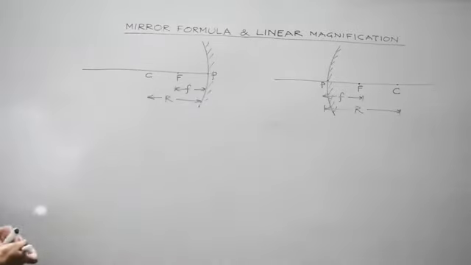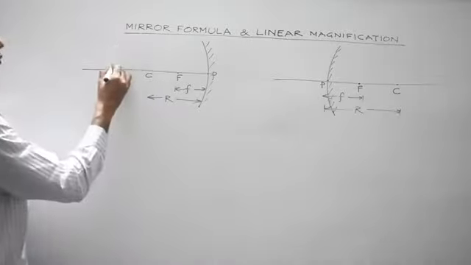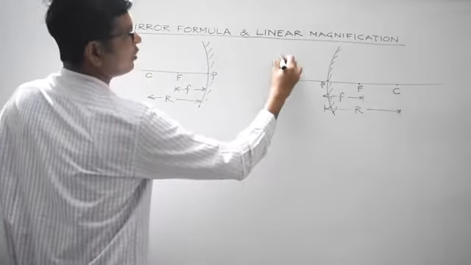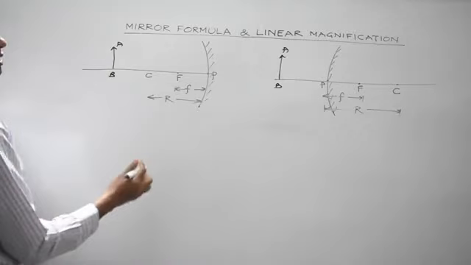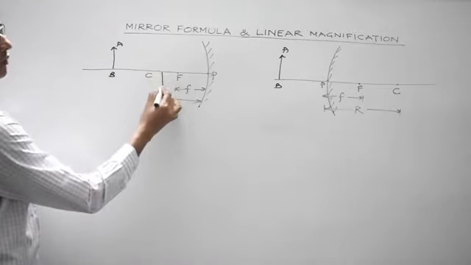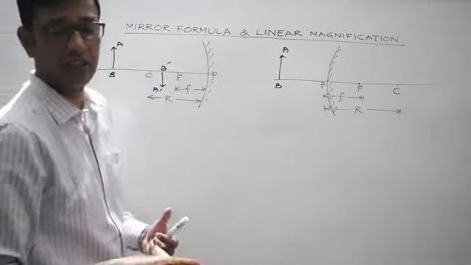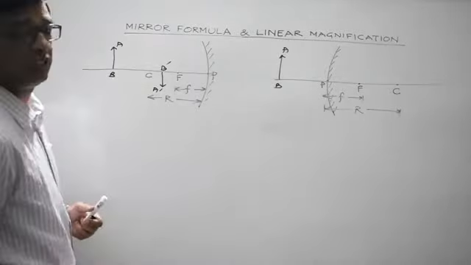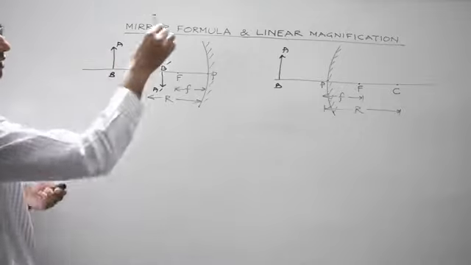Right? Object is to be placed always in front of the mirror. Suppose this is the object, we will indicate it by AB. Suppose its image is formed somewhere over here, A dash, B dash. We will discuss the image formation in detail, but here we will take a simple illustration. Suppose the object is placed over here and its image formed is like this.